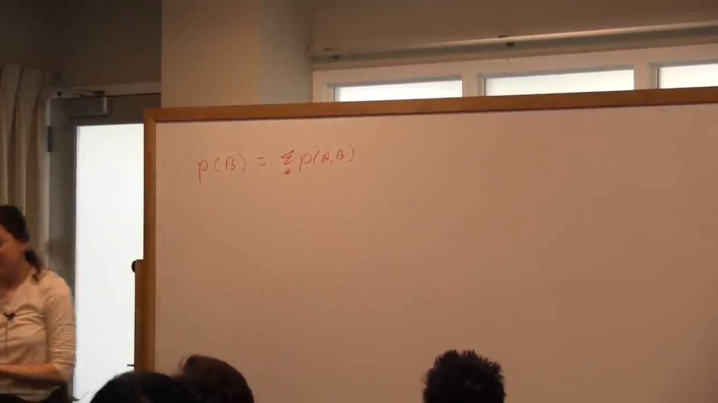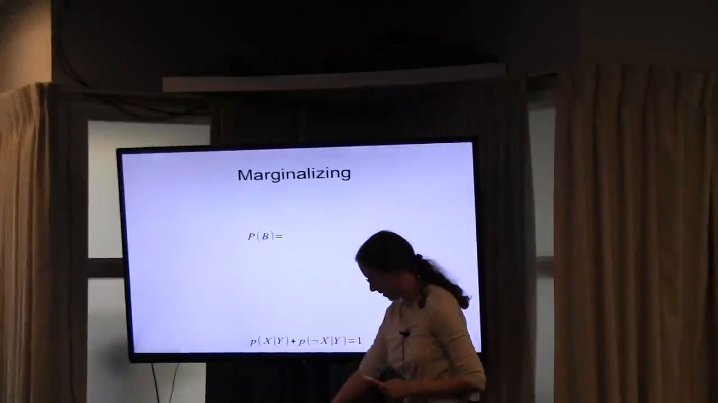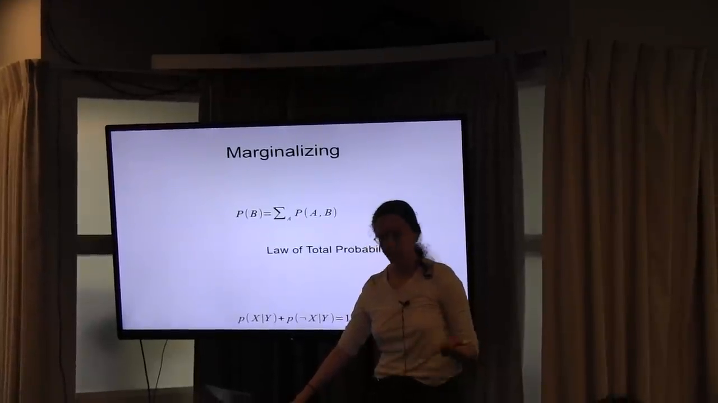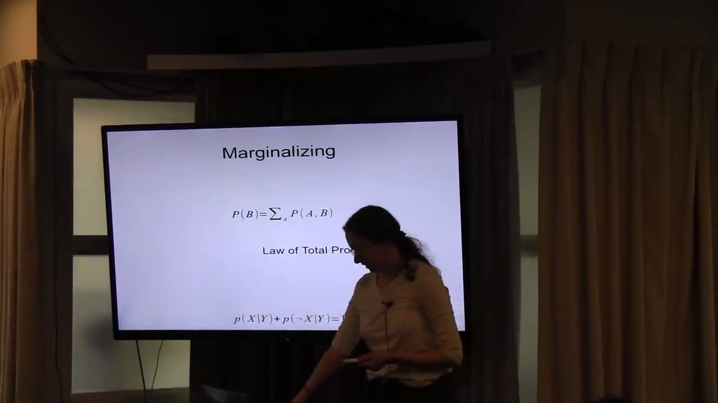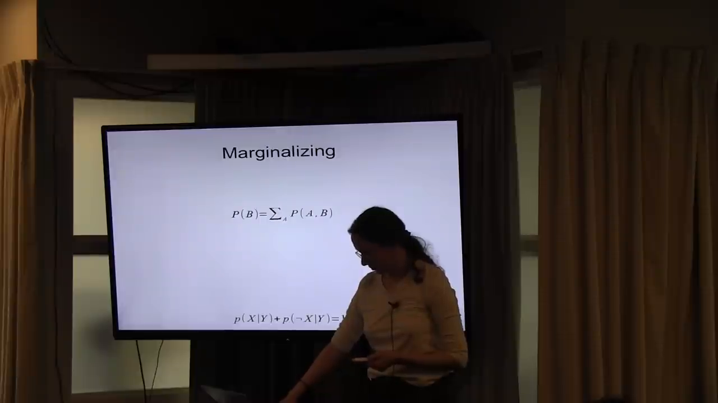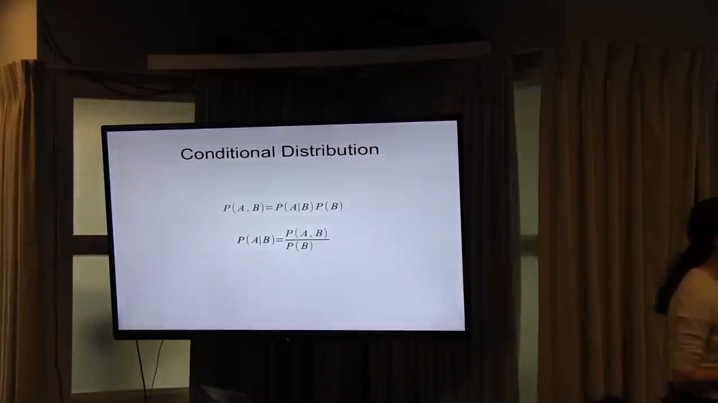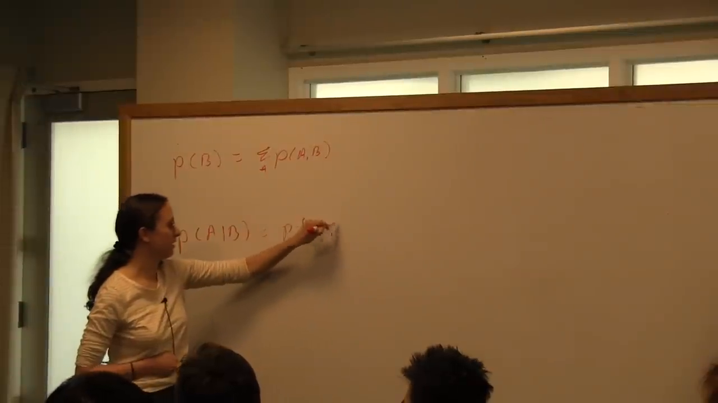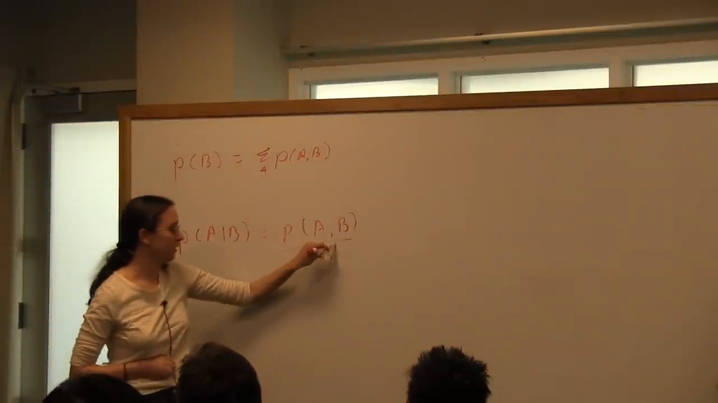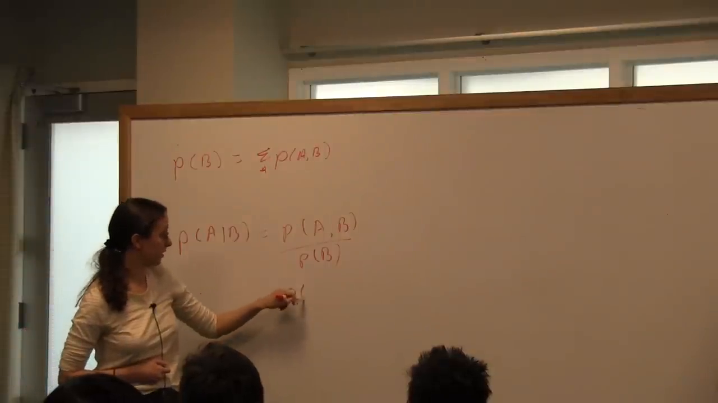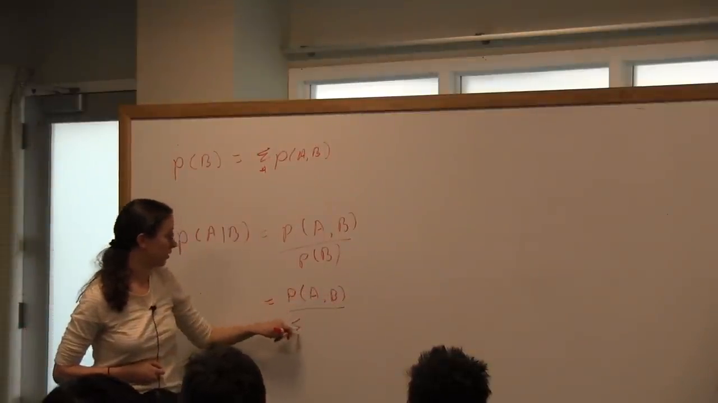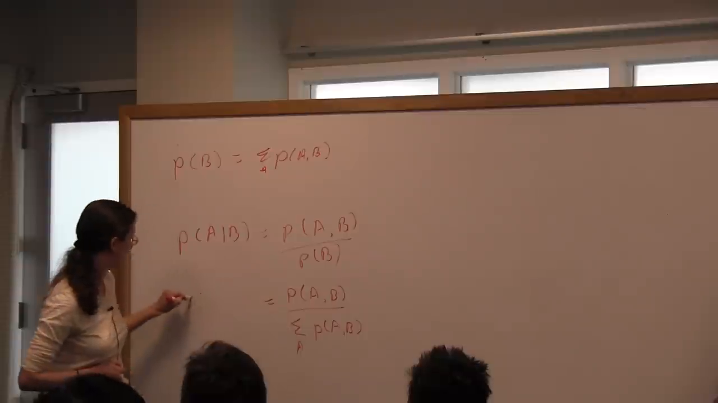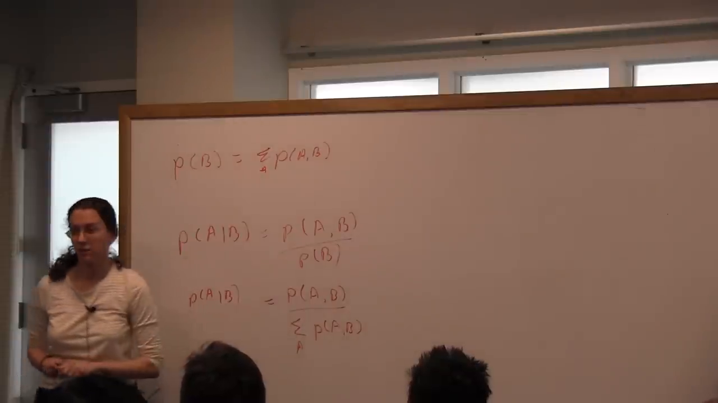Summation over A. So let me do that in math. This comes from the sum rule, and it's called the law of total probability, if you've ever heard of that. Now if we go back, we have probability of A given B equals probability of A, B over probability of B using the product rule. And now we can write it all in terms of the joint by substituting this in: summation over A, probability of A and B. Does that make sense?